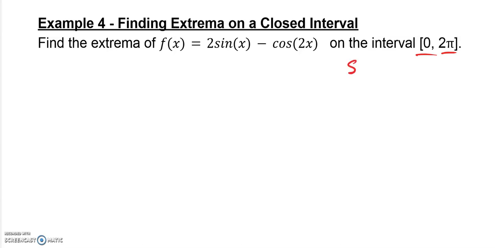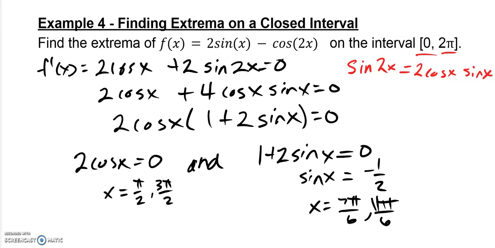But in order to solve this without a calculator, you will need to know that sine of 2x is the same as 2 cosine x sine x. All right, so you'll need that trigonometric identity in order to solve this. Okay, so here we have the derivative is 2 cosine x plus 2 sine 2x.